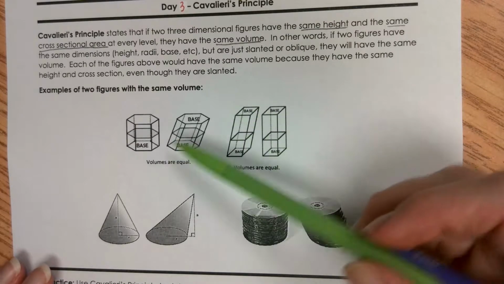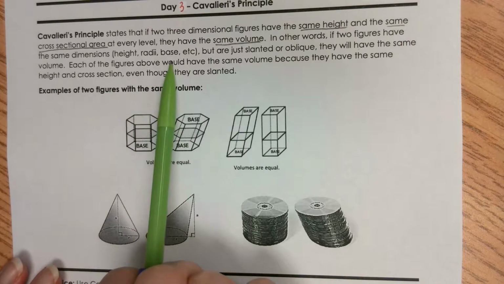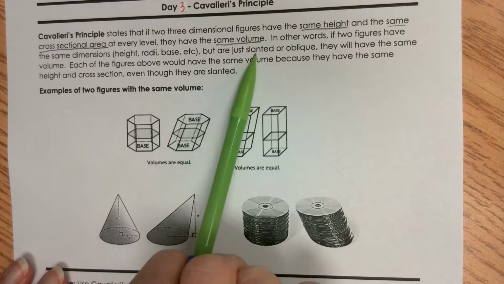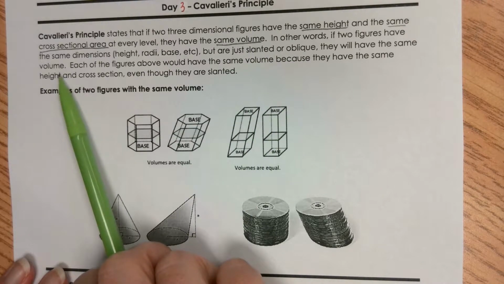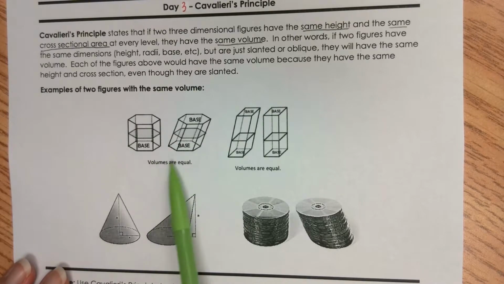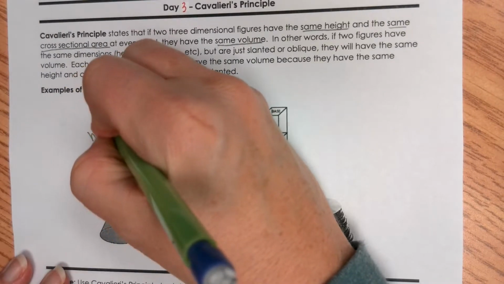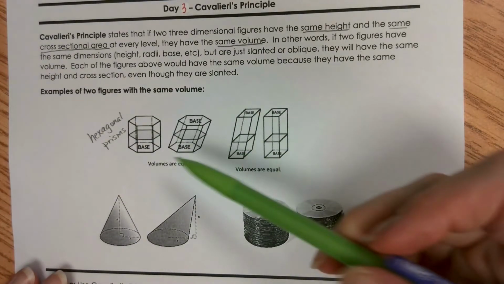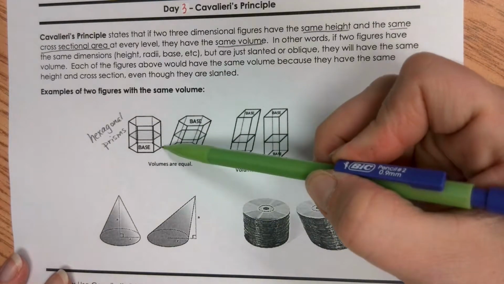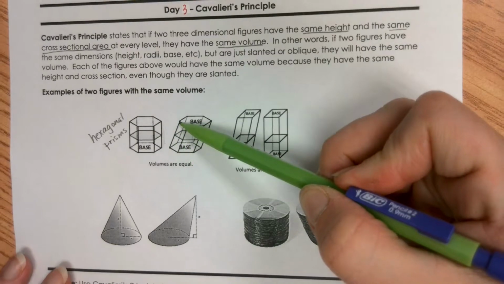So for Cavalieri's principle, let me just read. In other words, if two figures have the same dimensions, height, radii, base, whatever they happen to be, but they are just slanted or oblique, then they will have the same volume as if it was not slanted or oblique. So if I look at these two prisms, they have the same shape as the base. They have a hexagonal base. So these are hexagonal prisms. They have the same base, and they have the same height. So the height here is the same as this height here, but not the slant height.